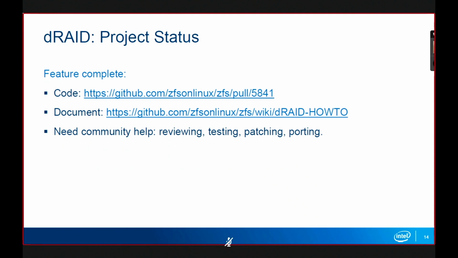The code has been pushed on GitHub for a while. This code is actually a little bit outdated because we are waiting for the metadata allocation class to merge first, because we need that feature to manage our special mirrored meta slabs. Once that feature is merged to ZFS on Linux, I'll be able to refresh this pull request with the latest code. And I have the document here on GitHub as well, and I always try to keep it updated every time I update this code.